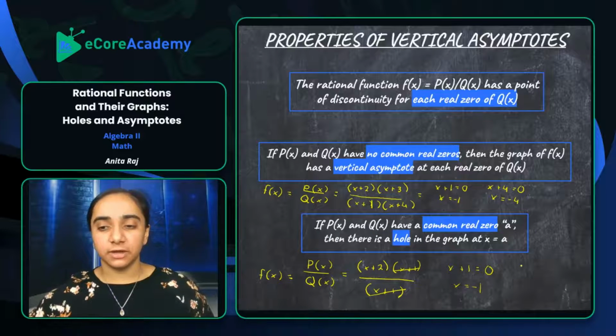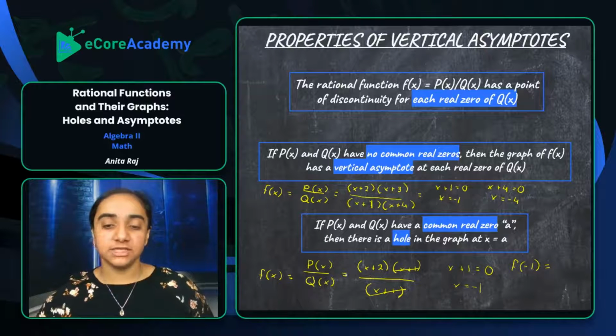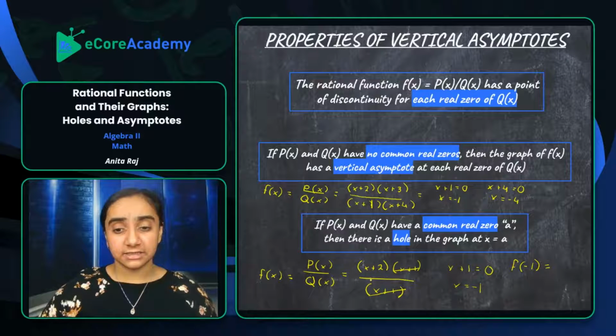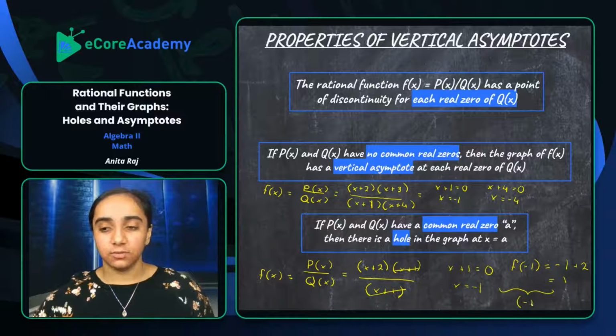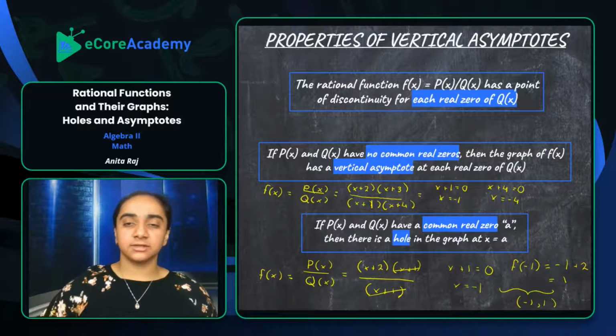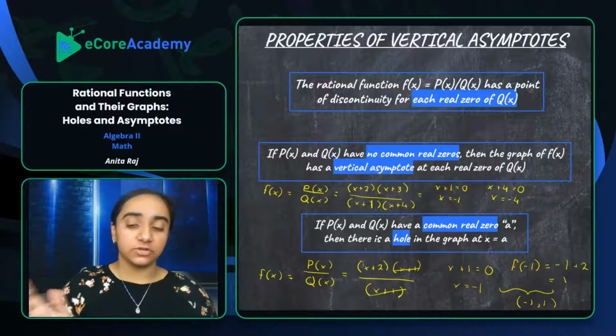We can find the corresponding y coordinate by plugging negative 1 in for x. If we see the reduced function, all we're left with is x plus 2. So we plug negative 1 in for x, we get negative 1 plus 2, which is equal to 1. So our hole is going to occur at the point negative 1, 1. So those are the kinds of discontinuities we've dealt with so far.